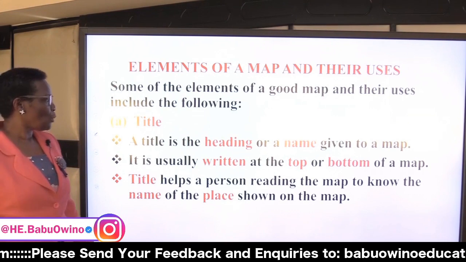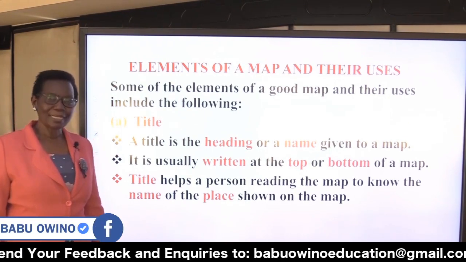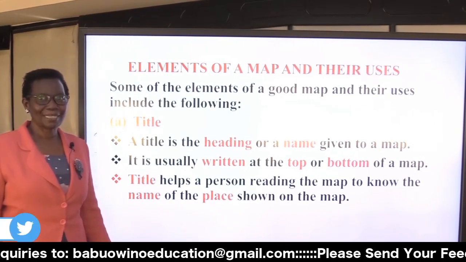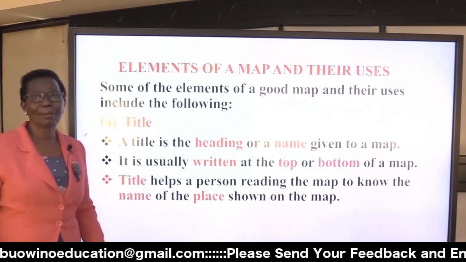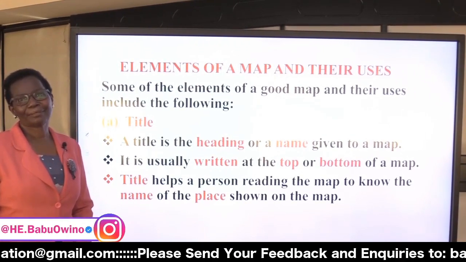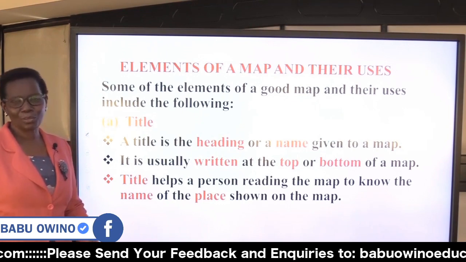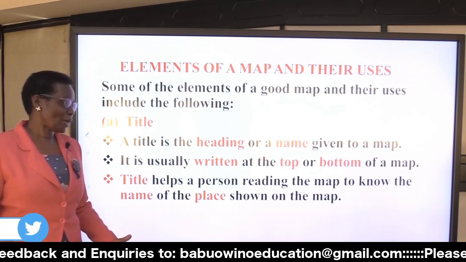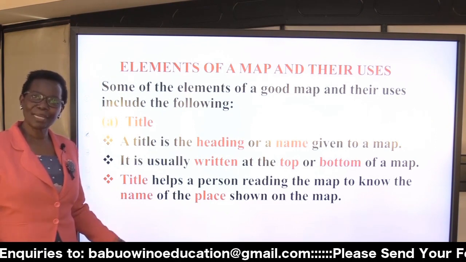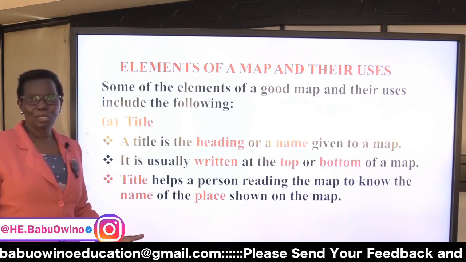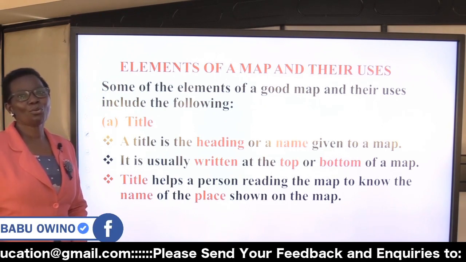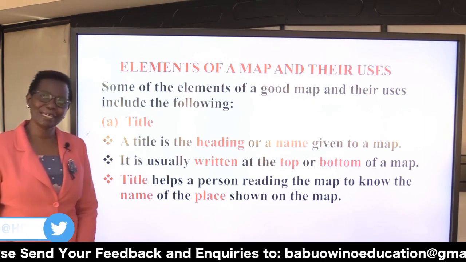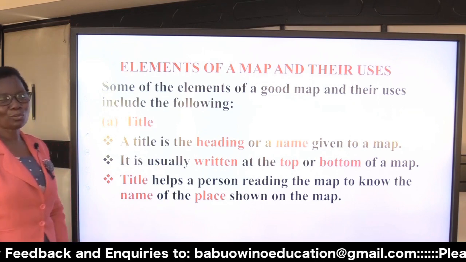So this title will help a person reading the map. It helps a person reading the map to know the name of the place shown on the map. So you can't just say that your name is so and so, and you have another name and another one. You must show us. So the title, we will say that your title is you are so and so. So I'll be able to identify who you are even amongst others. So when I talk about a title, I'm talking about a heading, I'm talking about a name, how to read the map.